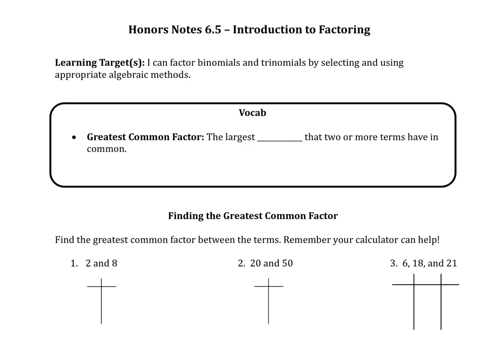Today we're going to be talking about our introduction to factoring, and we're going to start first with our vocab. Greatest common factor is simply the largest factor that two or more terms have in common. So we are going to compare two terms to find the GCF, and today we're going to be factoring strictly by GCF, and we'll build upon this over the next few days.